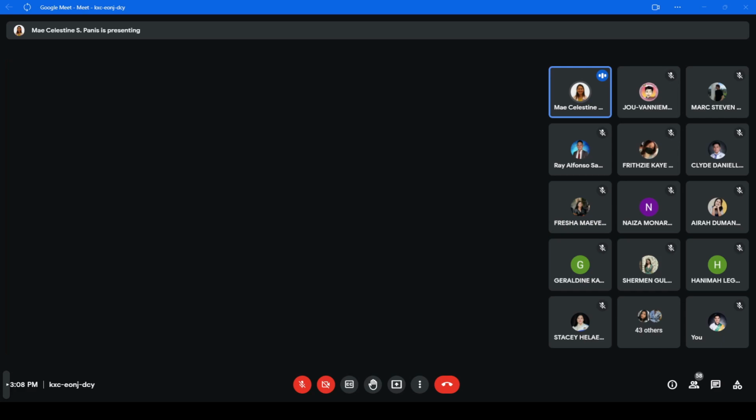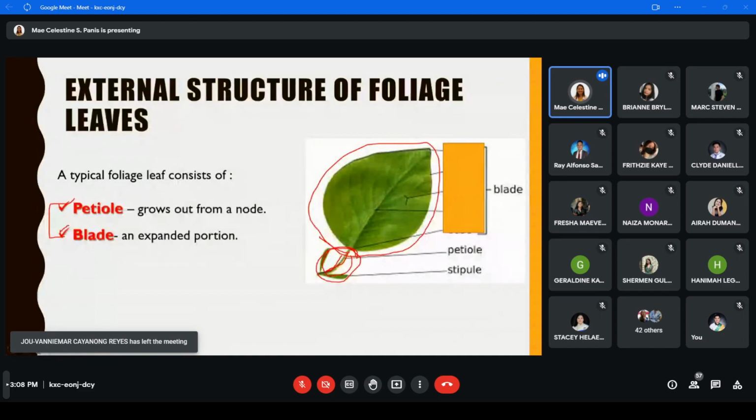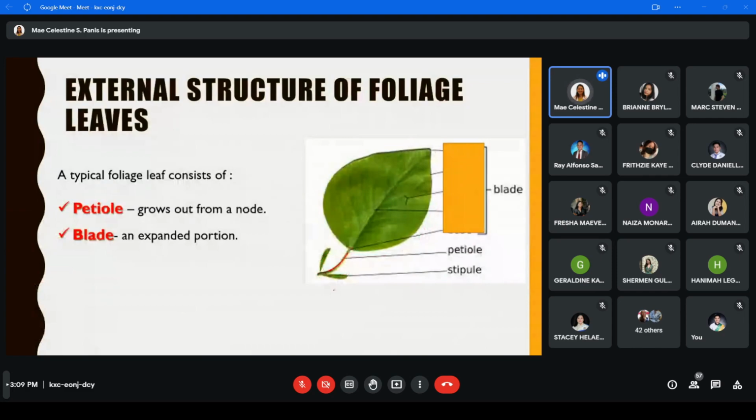Okay, next is the external structure of leaf. So a typical leaf consists of a petiole and a blade. So these are the typical parts, wherein naay petiole. So you'll notice na ang leaf, naay maragamay nga stem. And then this one, gituohan nimo nga leaf lang, but part sa iyang external structure is this one also. So this one is what we call the petiole. Okay. So this one, kaning maragamay nga stem, is what we call the petiole.